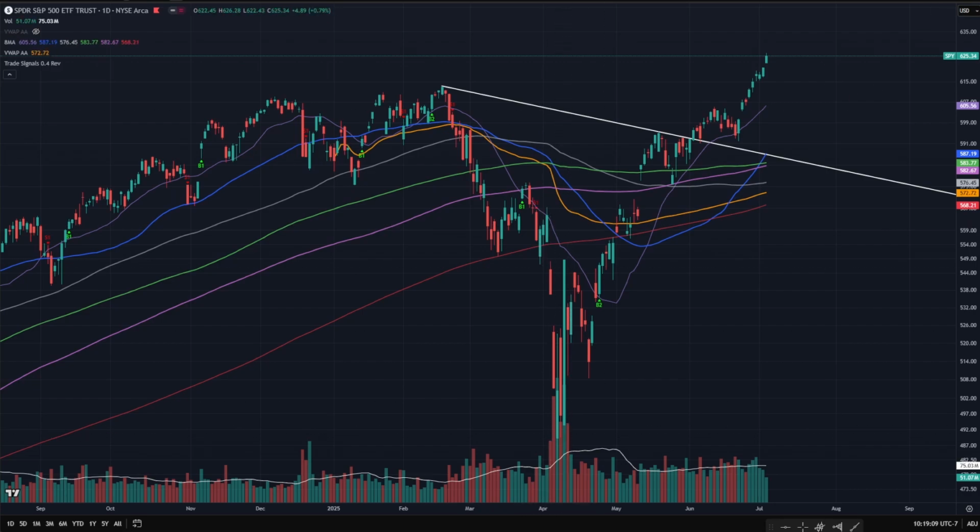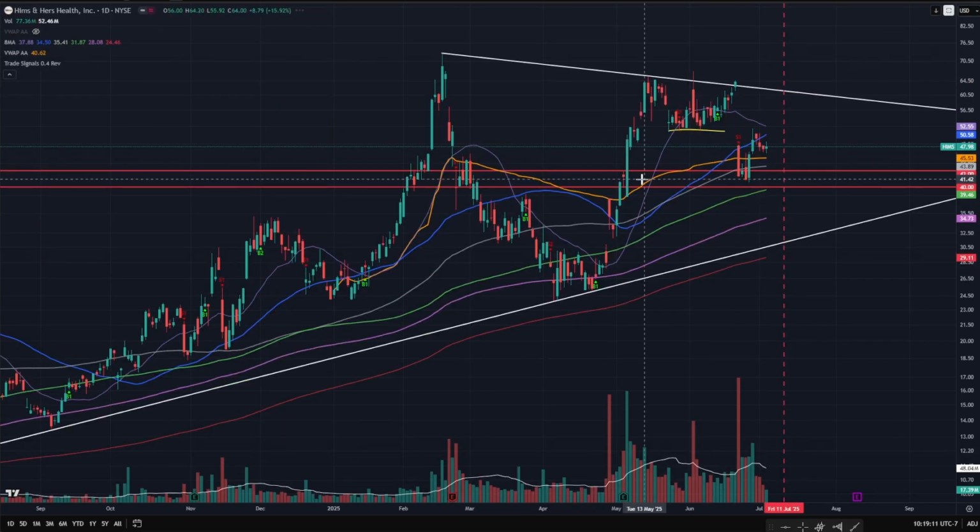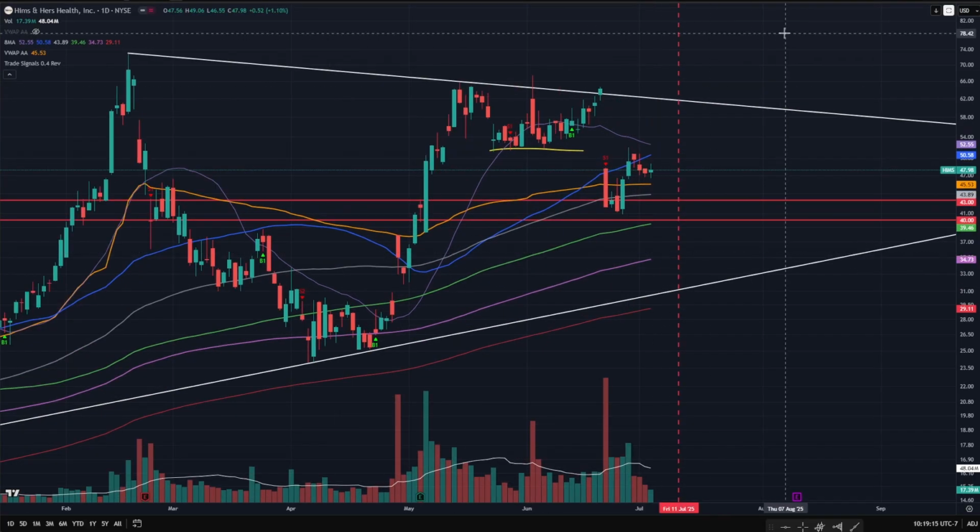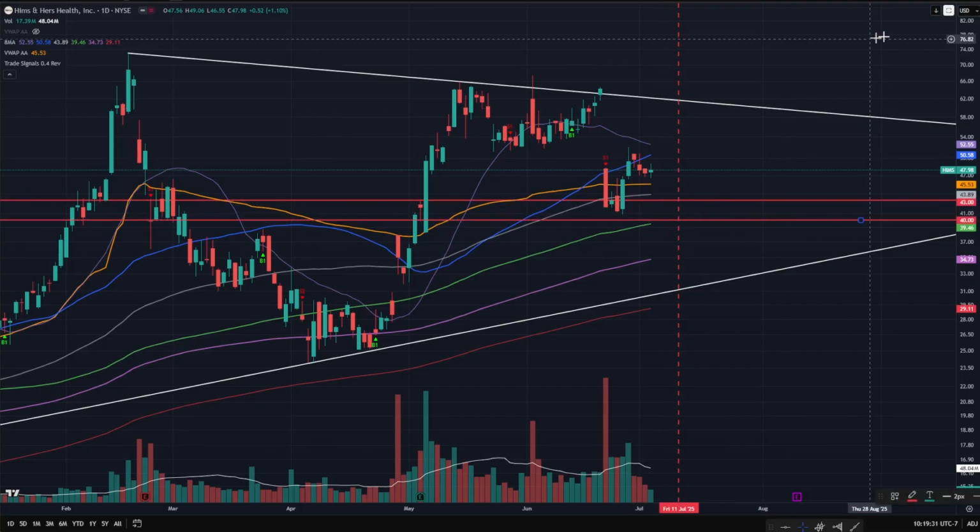And HIMS that whole time stayed above the 200-day. That's a lot of strength there. So if there was a stock that you were considering wheeling, or wanting to sell cash secured puts, or maybe you want to buy 100 shares and sell covered calls on it, this would be a good candidate in my opinion. So next week I have two puts at 43 and 40.